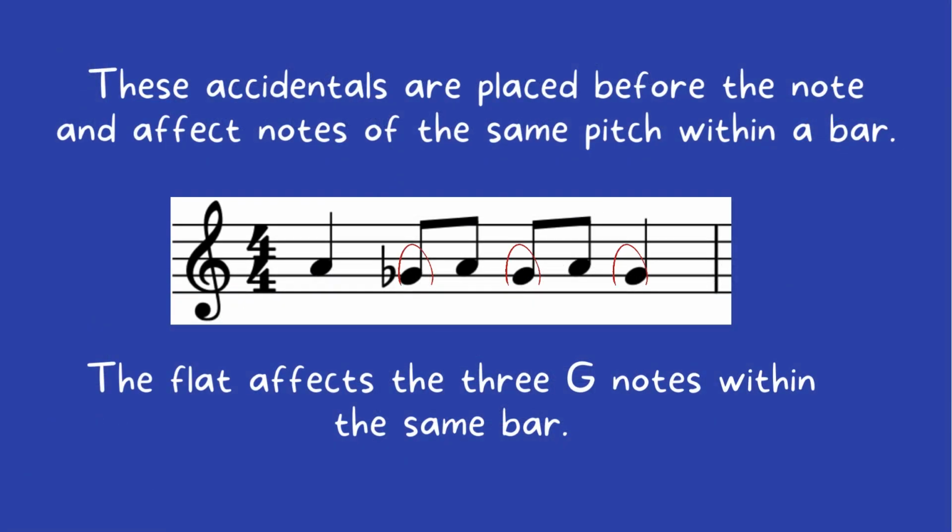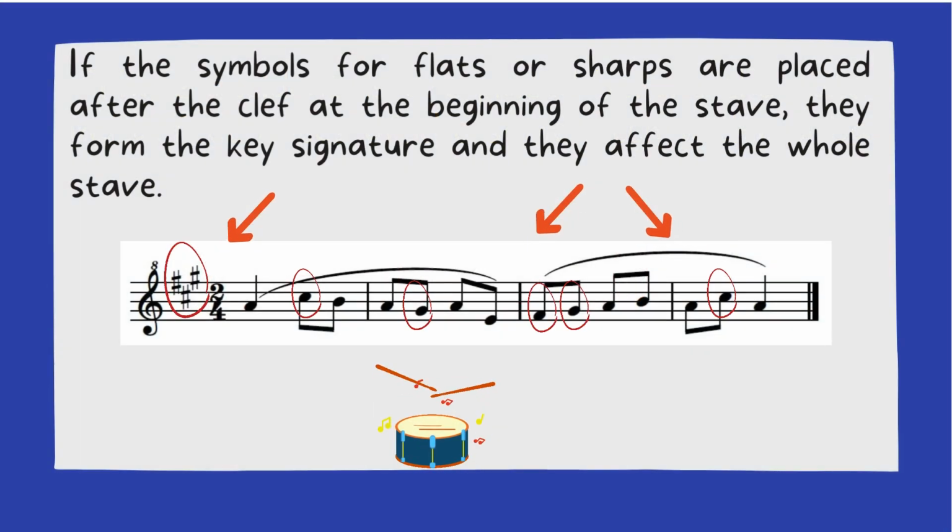These accidentals are placed before the note and affect notes of the same pitch within a bar. The flat affects the 3 G notes within the same bar. If the symbols for flats or sharps are placed after the clef at the beginning of the stave, they form the key signature and they affect the whole stave.